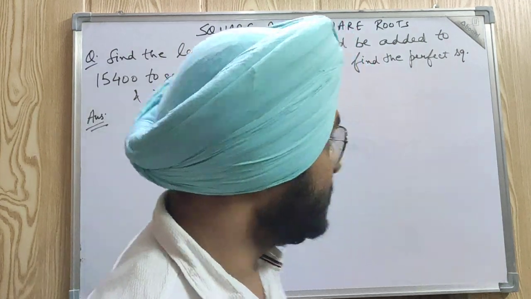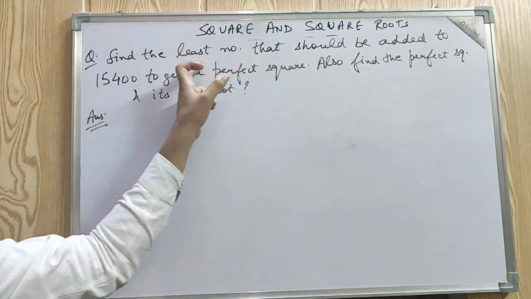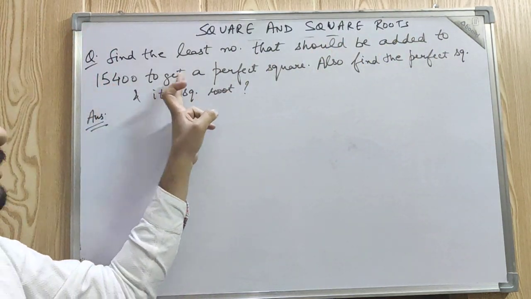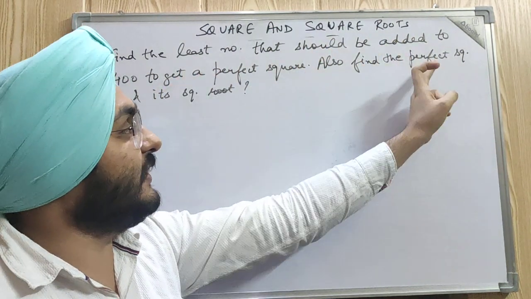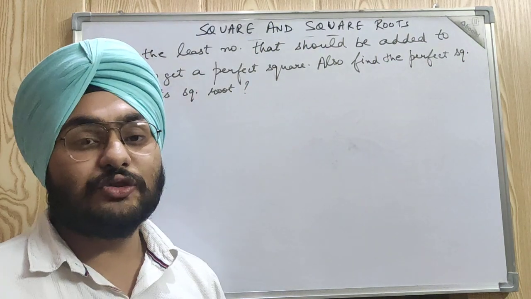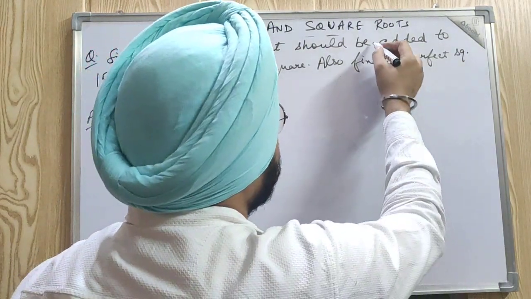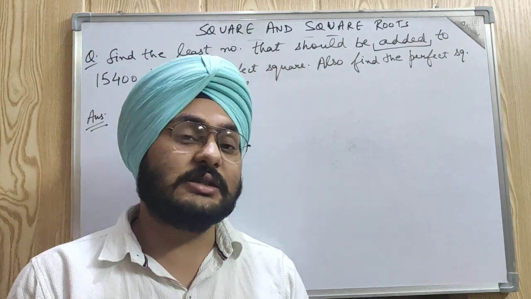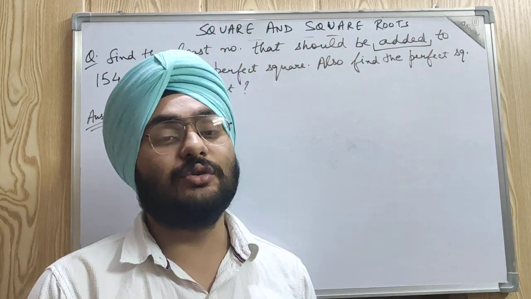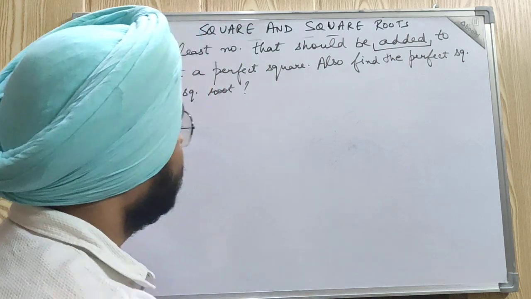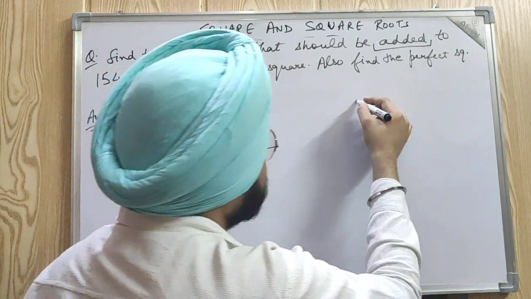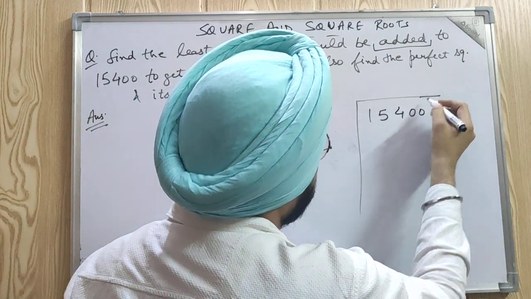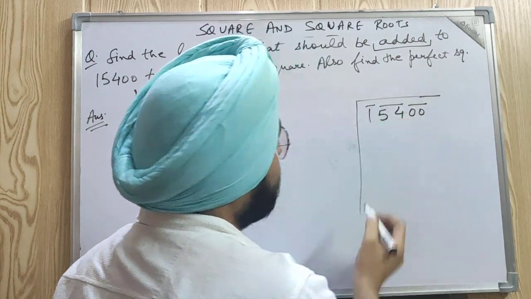So the next question is for addition. Find the least number that should be added to 15400 to get a perfect square. Also find the perfect square and its square root. Now this is a case of addition here. For addition and subtraction both, we have to do the long division. So firstly finding the long division for this. So for 15400, making the pairs, this one only.